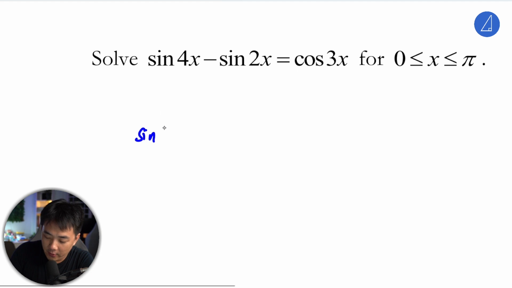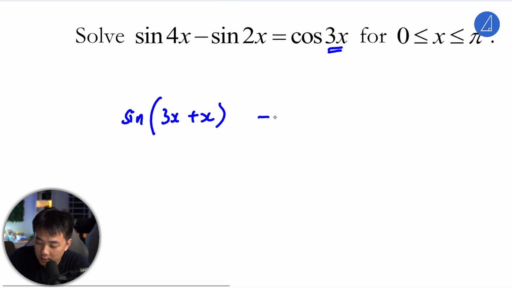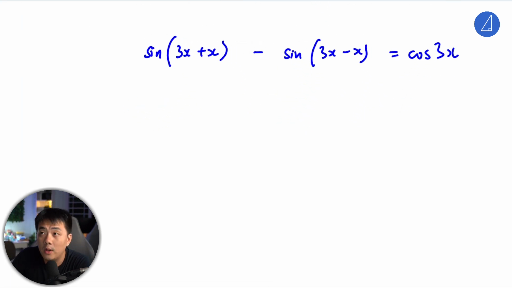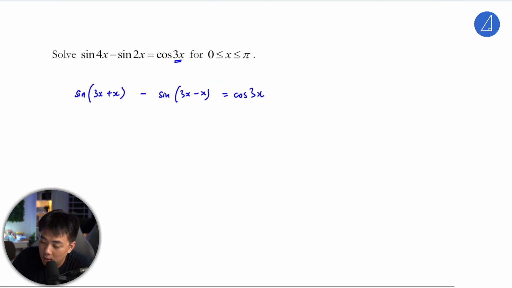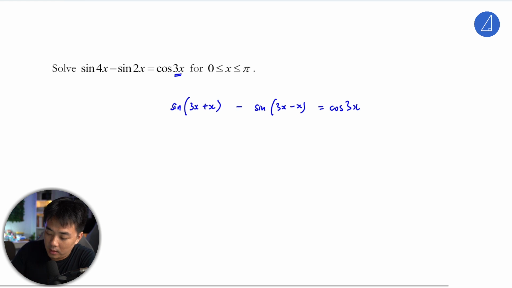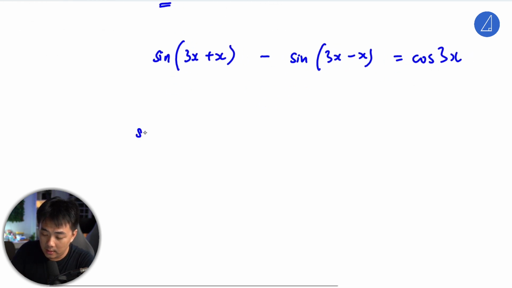Like sine 4x, we could split it as 3x plus x, in hopes that we can get a 3x out. For the second one, we're going to do the same thing, 3x minus x. So that's what I'm going to do. Cosine 3x. From here, I'm going to use the addition formula, sine of a plus b. So it's sine 3x cosine x plus cosine 3x sine x.